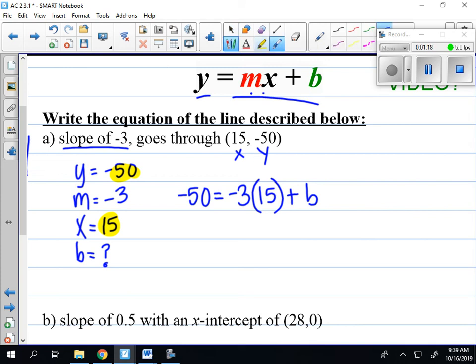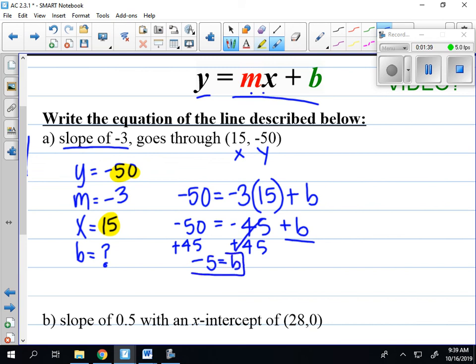Okay, so multiply negative 3 and 15, which is negative 45. Okay, and in order to get b by itself, I have to move this to the other side. So I'm going to add it because that will cancel it out. So negative 50 plus 45 is negative 5. That cancels, so I'm left with negative 5 as my y-intercept.